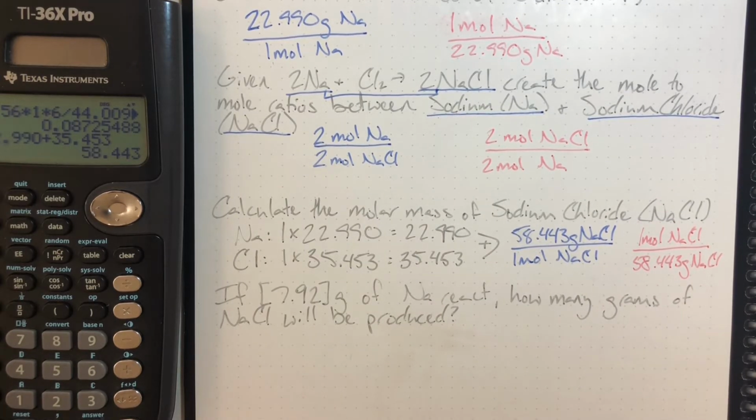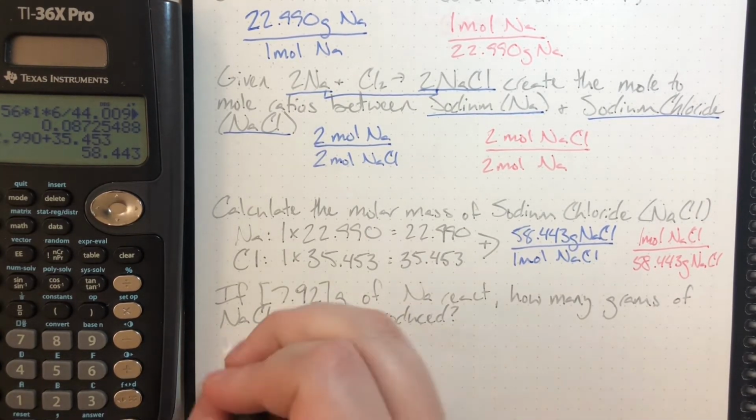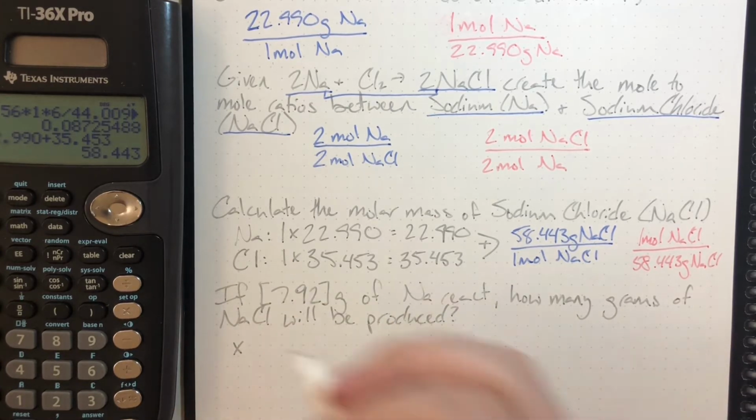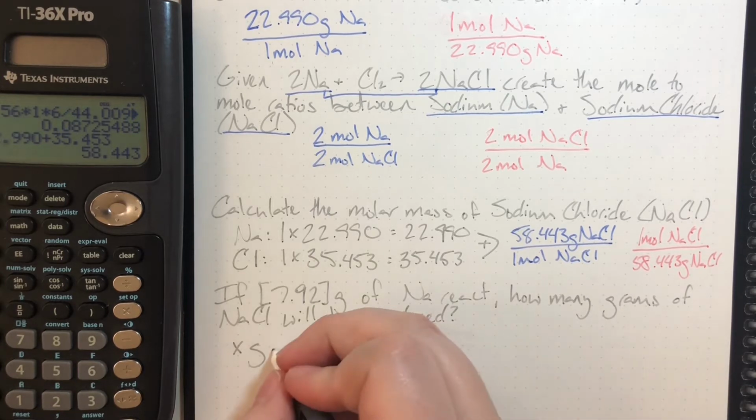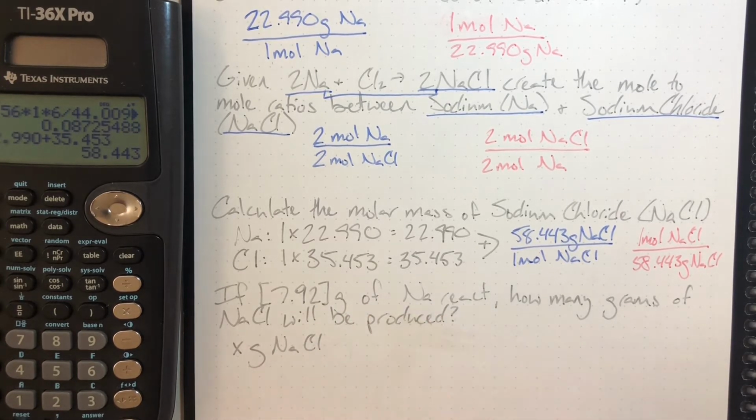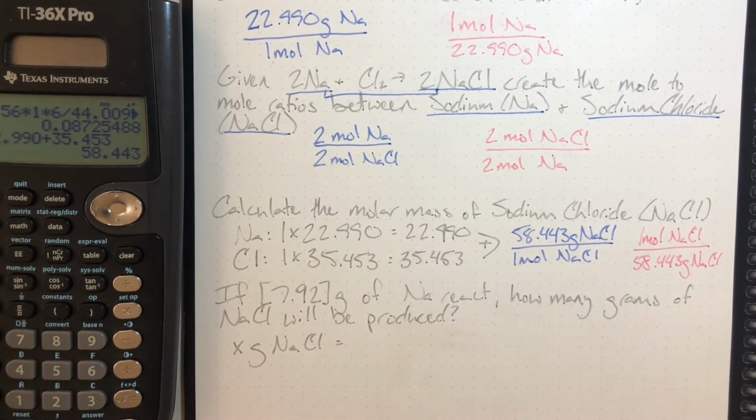If 7.92 grams of sodium react, how many grams of sodium chloride will be produced? I'm going to go ahead and translate this English problem into math. I will find the question word. The question word is how many, so that is going to translate to X. Grams, compound attached is sodium chloride, will be produced is my equal sign, and then the number given in the problem.